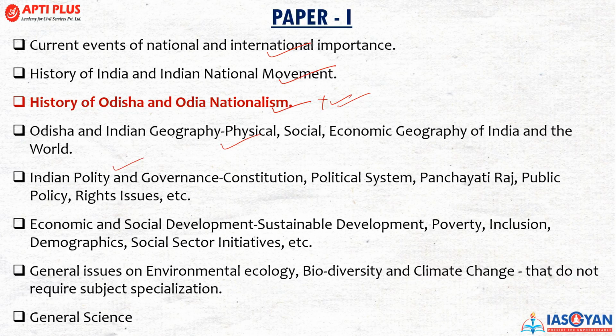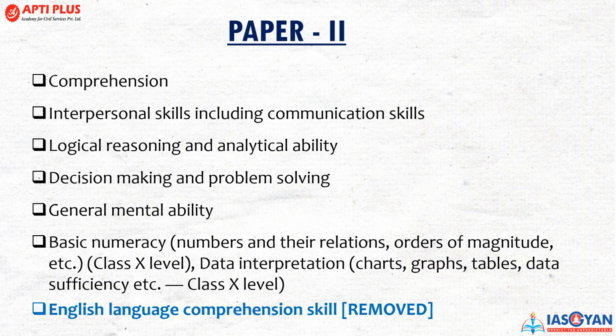Indian polity and governance was also there in the earlier old syllabus. Economic and social development, sustainable development, poverty, inclusion, demographic, social sector initiative. General issues on environment, ecology, biodiversity, climate change that do not require specialization, and the general science that is inevitable in this part. Now, talking about general studies paper 2, here is also a minute change.